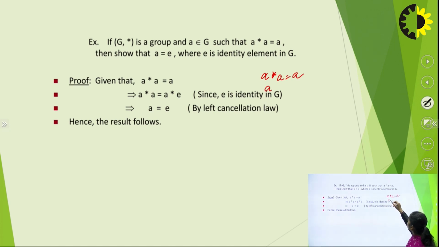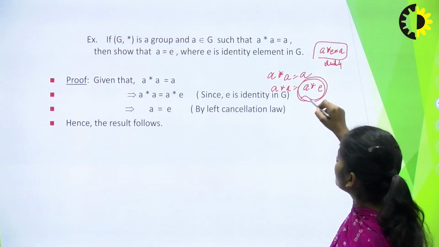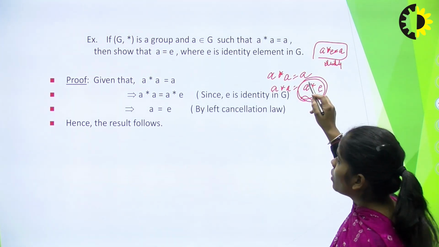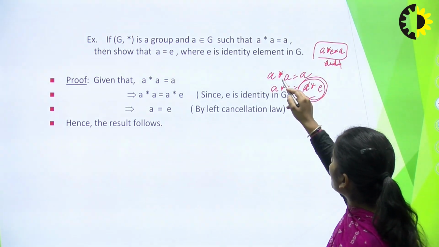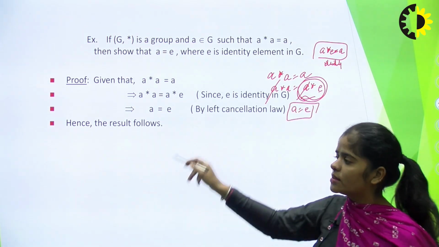Then A can be written as A star E, because A star E is equal to A according to the identity property, right? So according to identity we can write it like this. So from this, by the left cancellation law, we will get A equal to E. So the result follows here.